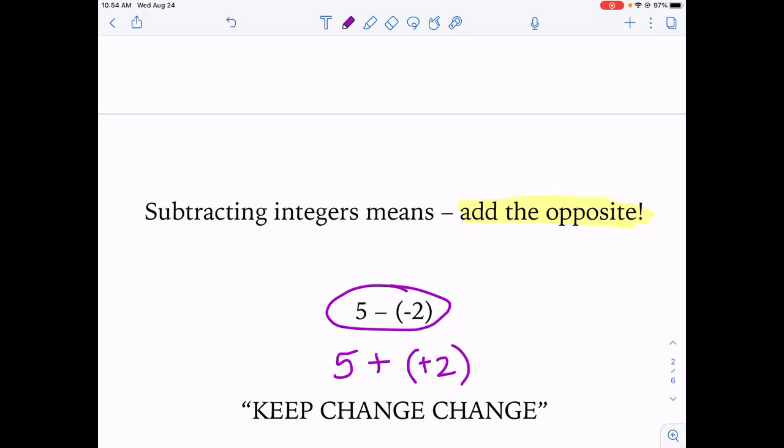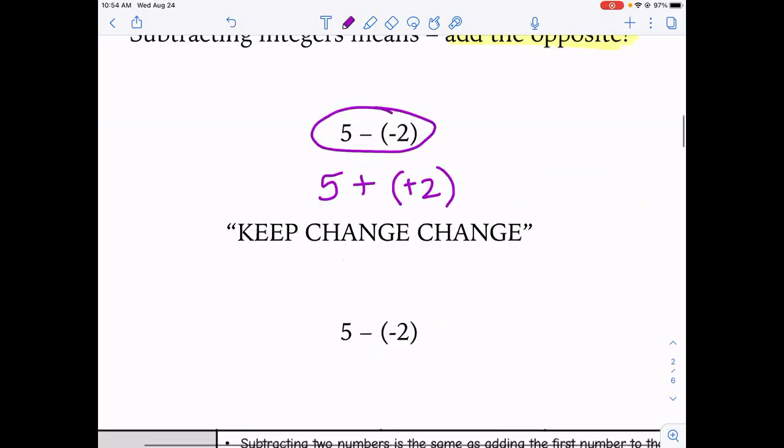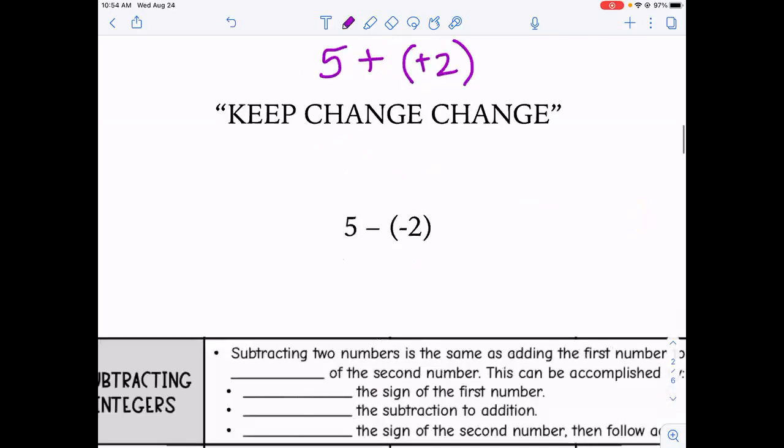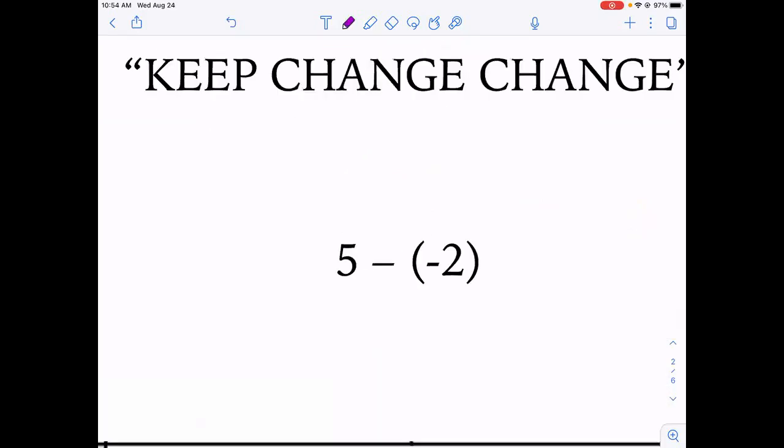Okay. So I'm turning it into an addition problem, but if I turn it into the addition problem, then I have to change this number to the opposite. Okay. So subtracting integers means adding the opposite. Well, that's a lot of words to remember. So here is what I want you to remember. Keep, change, change. Does that sound familiar? Yeah. Keep, change, change. Okay.